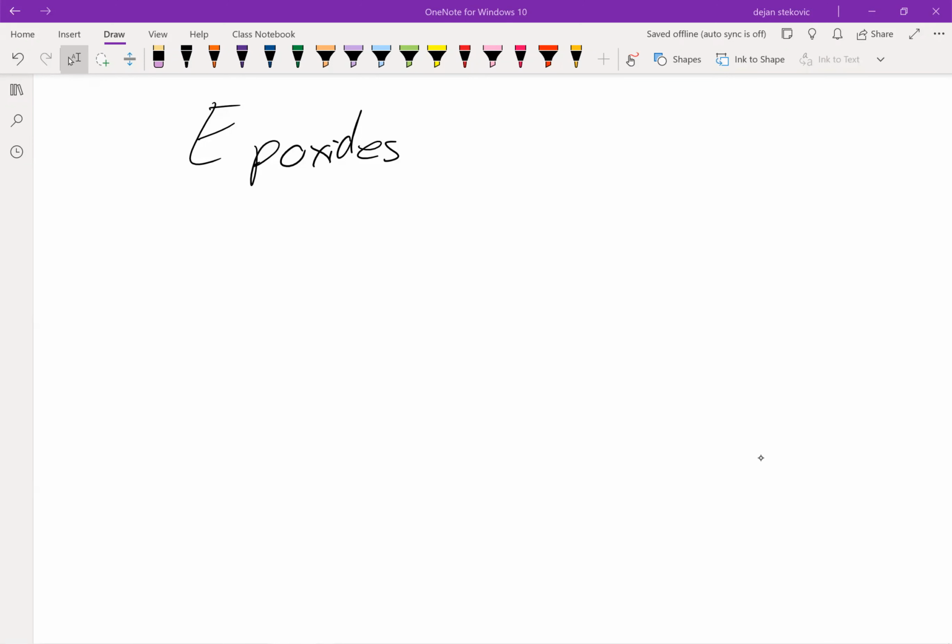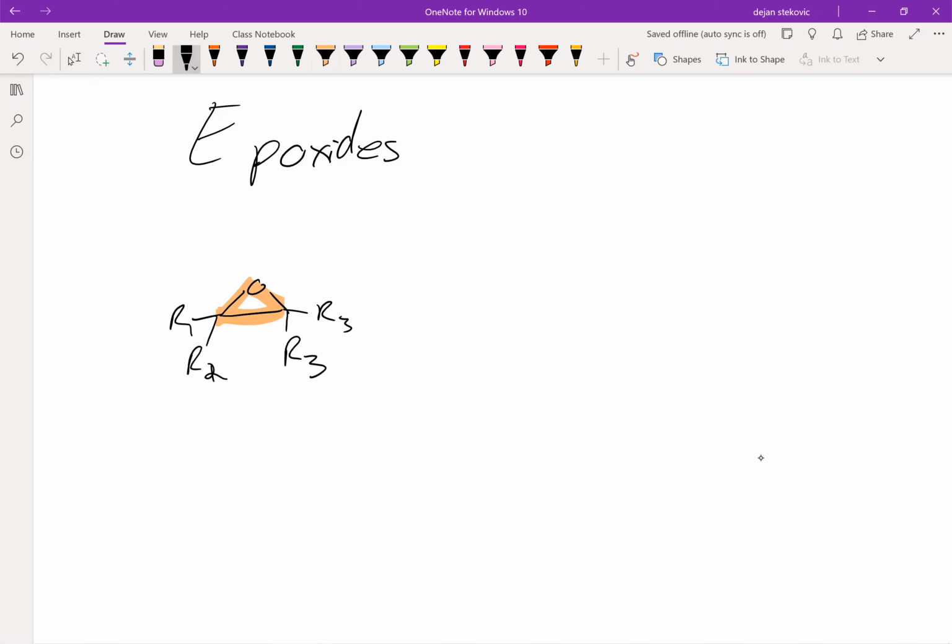Right. Next up are epoxides, which are a subclass of ethers, but they're very different than ethers, even though they technically are an ether. Right. So let's take a look at what an epoxide is. An epoxide is going to be our three-membered ring with two carbons and an oxygen, and then of course it can have up to 4 different substituents.